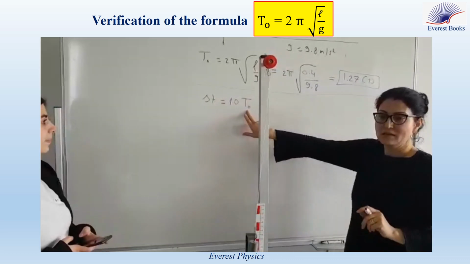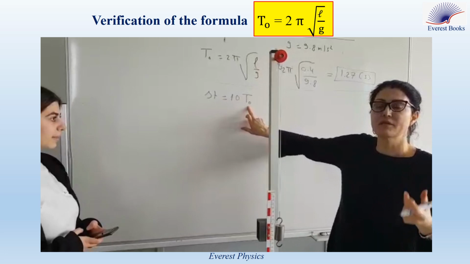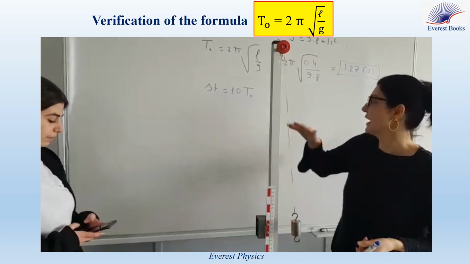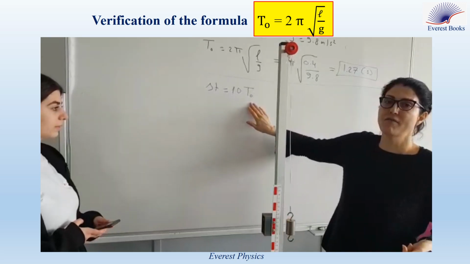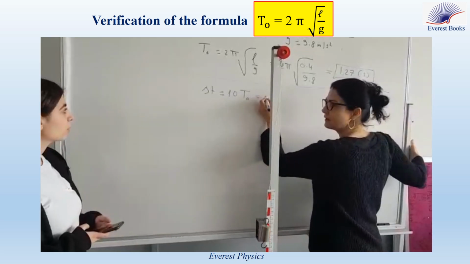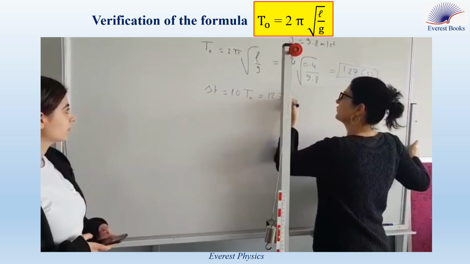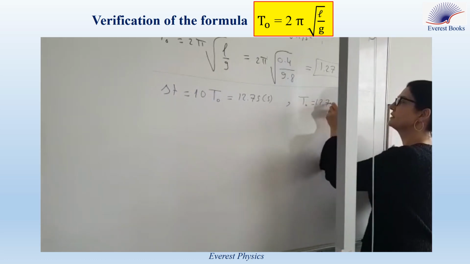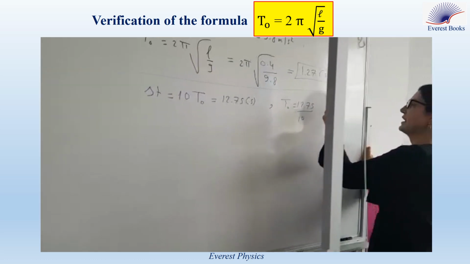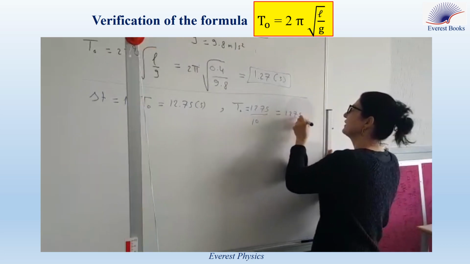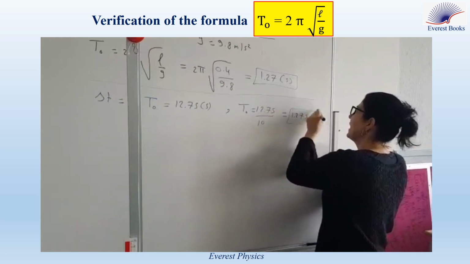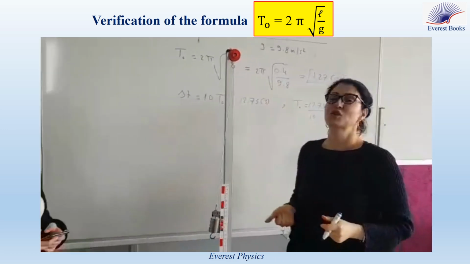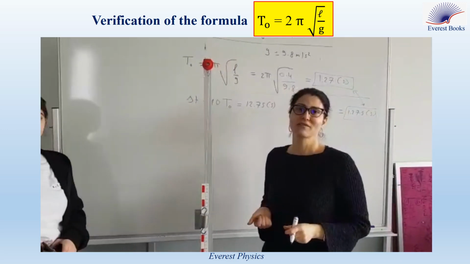So as I said, we can neglect the friction during the first 10 oscillations, so this measured value of the period can be considered as the natural period of the pendulum. And this time is, Kinda? 12.75 seconds. Perfect. So T0 is equal to 12.75 divided by 10, and the answer is 1.275 seconds. And the values are very close, so the natural period of the simple pendulum is verified.